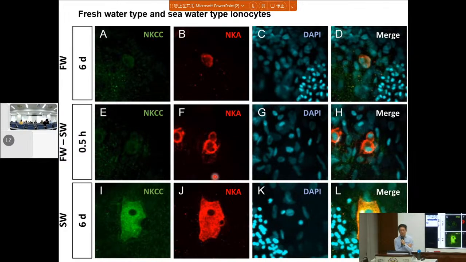So if you look at the details of this type of cell, you can see the fish transferred from freshwater to seawater for 6 days, and the morphology of the ionocyte is very different, as I said. If you stain the NKCC, sodium-potassium-chloride cotransporter, and the sodium-potassium ATPase, you can see a very large cell in the seawater, but a smaller one in the freshwater cell.